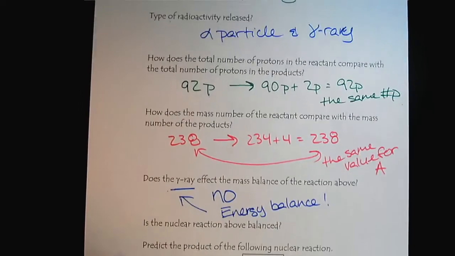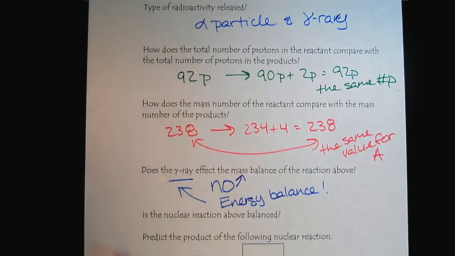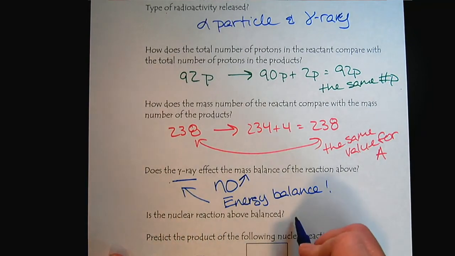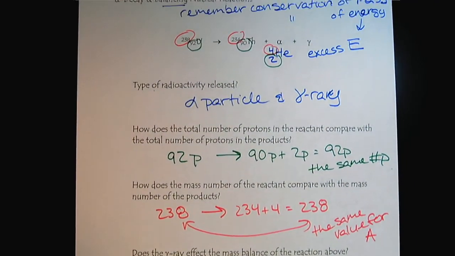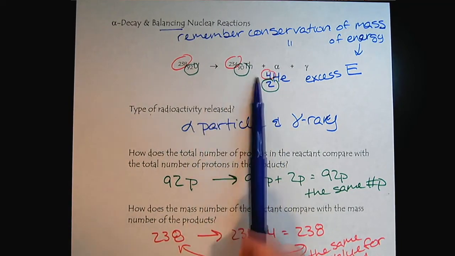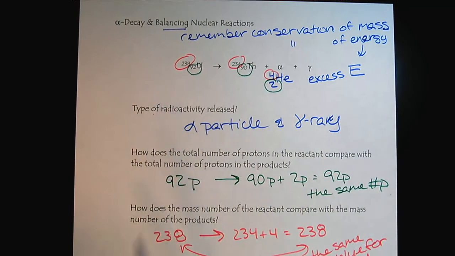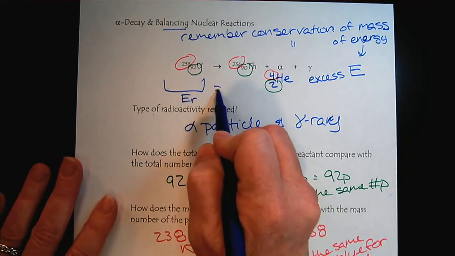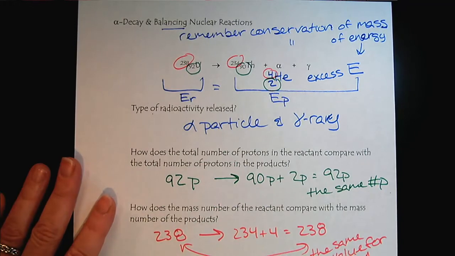Okay, let me slide that up. So the gamma ray is about the energy balance, not about the mass balance. So, is the nuclear reaction above balanced? Yes, for both. The alpha particle helps us address the issue of mass balance, and in this case we have a gamma ray here, so that the energy on the reactant side equals the energy on the product side.